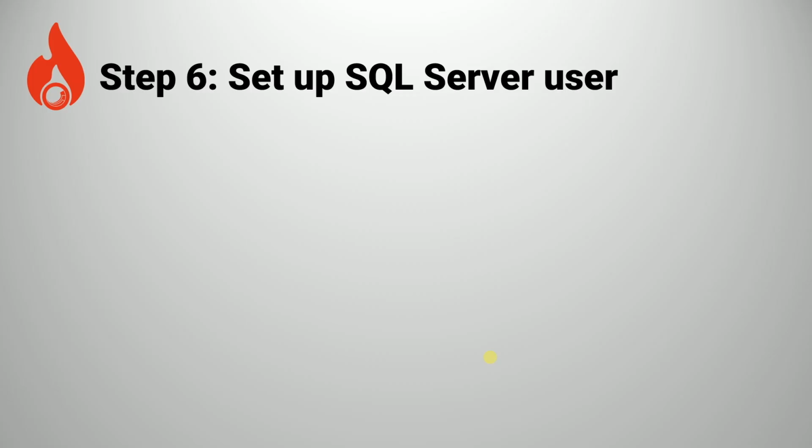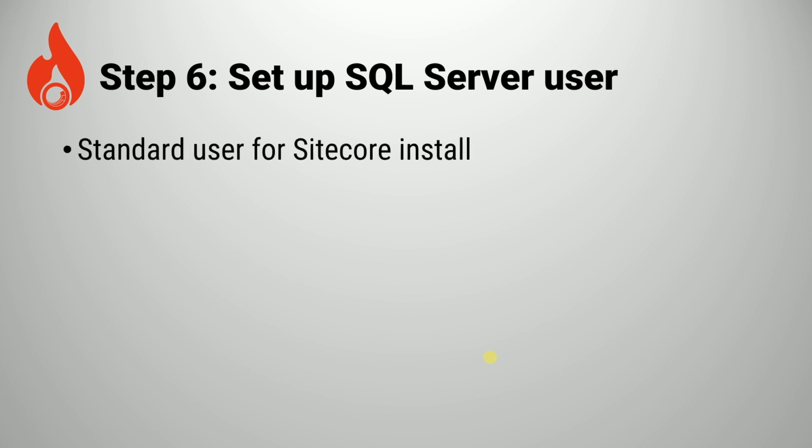Step 6 is probably the most optional step for most developers. If you've been developing with Sitecore in the past, you probably already have SQL Server set up locally and have proper users set up. So if you want to glance over this step, feel free. For those who are in need of a SQL Server user, we're going to set up a standard Sitecore install user. This is just going to be a separate user with the system admin role assigned to them.